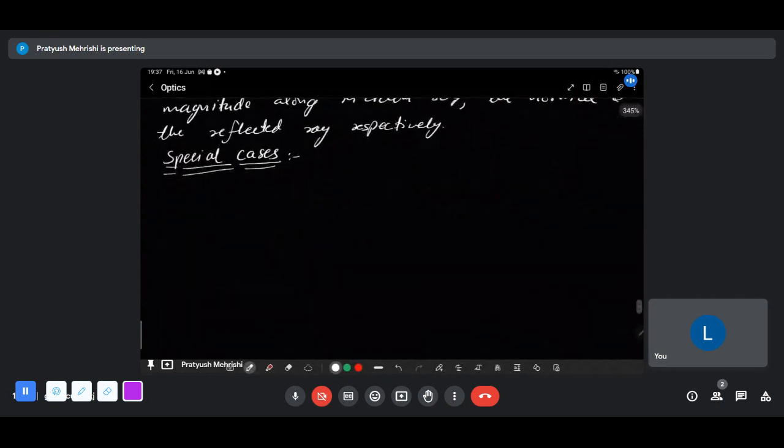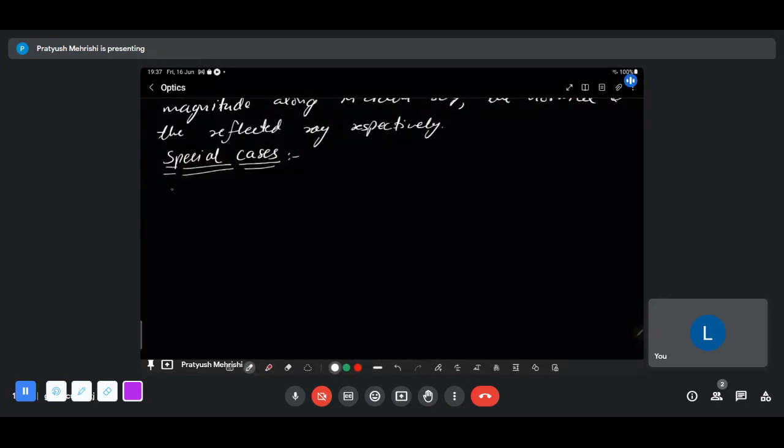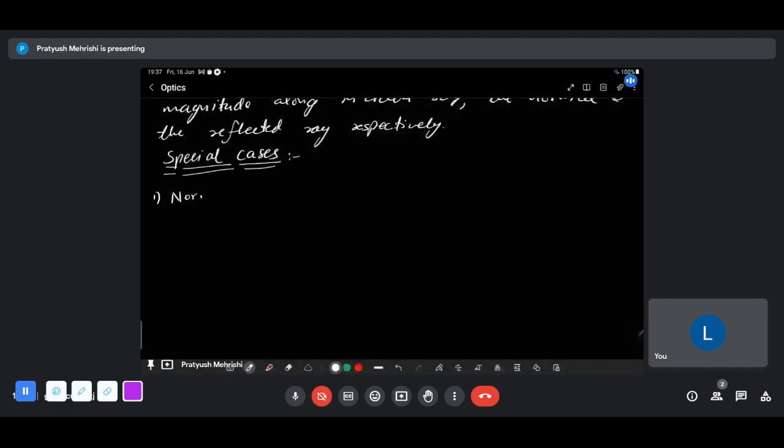Yes, what are those special cases? Special cases are of normal incidence. First is normal incidence. In normal incidence, what is happening?